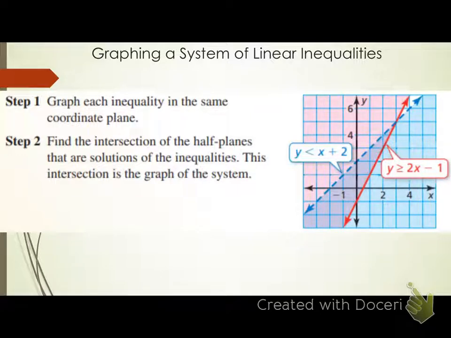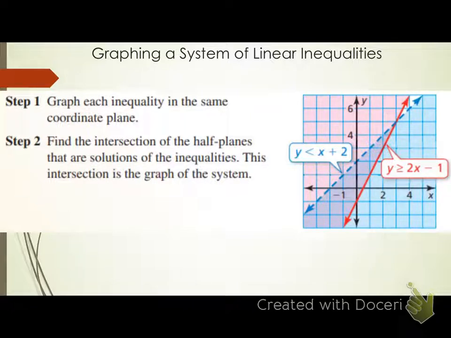They have y is less than x plus 2. Well, what's my y-intercept there? The number without the variable, the constant. What's my constant? 2. So they put a point at 2 on the y-axis. What's my slope? The number times x? 1. So 1 over 1, up 1, right 1.